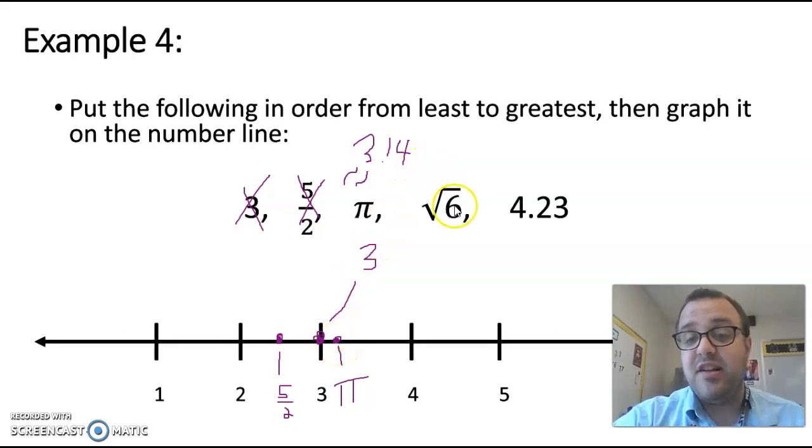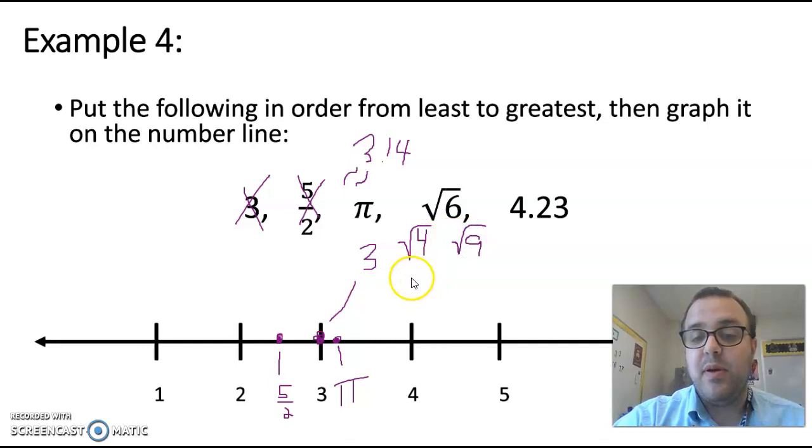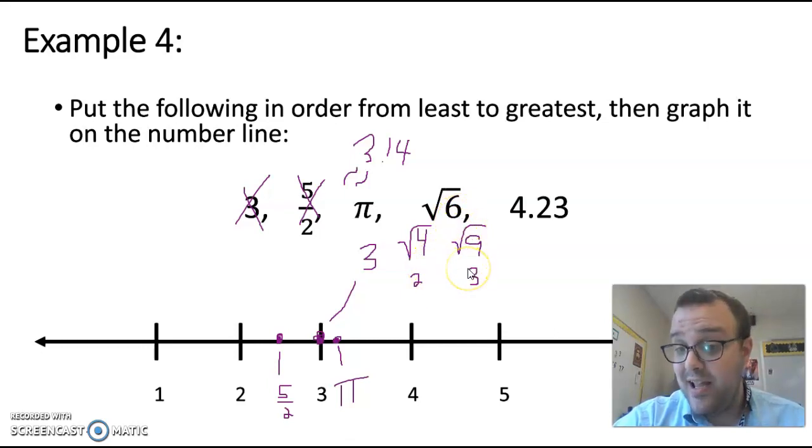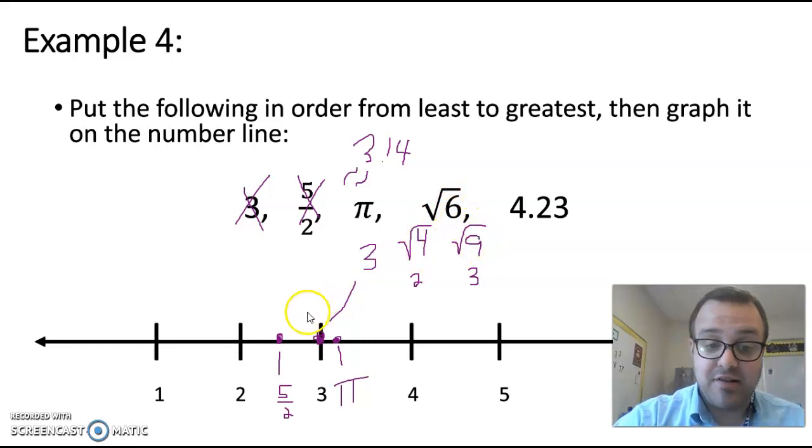Next, when we have the square root of 6, again, we're going to use that method I've talked about a couple times, where we say, all right, between what perfect squares does it fall? This one's going to fall in between 4 and 9, the square root of those two numbers, which in this case is going to be in between 2 and 3. It's going to be a little bit closer to 2 than it is to 3, because 6 is a little bit closer to 4 than it is to 9, meaning it's going to be just a little bit under this 2.5. And that's where I'll go ahead and put the square root of 6.